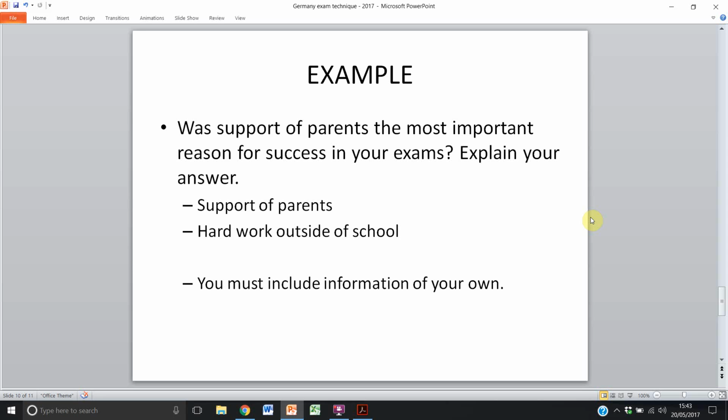And then you'd say, in conclusion, it's a bit too simplistic to say that it's just the support of my parents that was the most important reason. Actually, the 3 reasons I've spoken about have all been important because, and then you'd explain the interrelationship of them, and how they've all been important to varying levels.